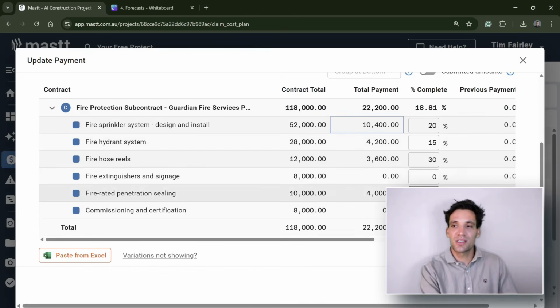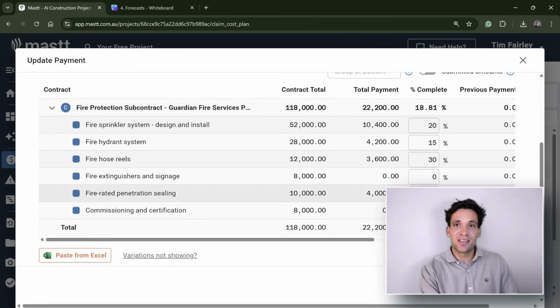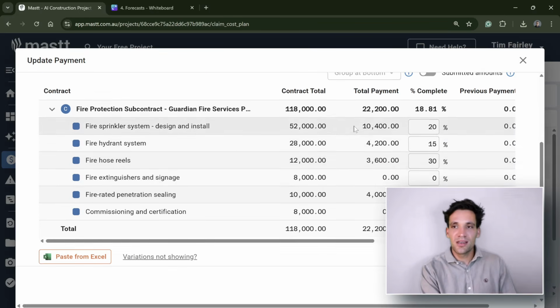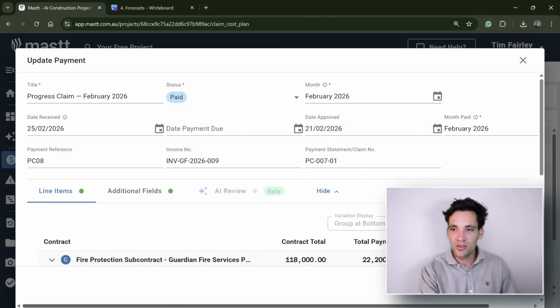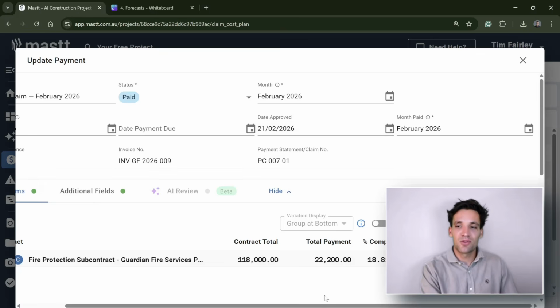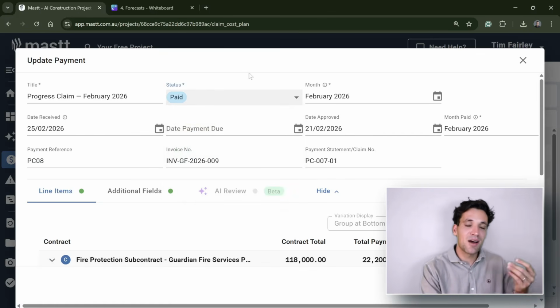So they've put in a progress claim for 18.81%, which is just the aggregate sum of all these items, or $22,200. We approved it on the 21st of February. So they put in a payment claim for the work. So this is now paid. So it is money that has left our bank account.